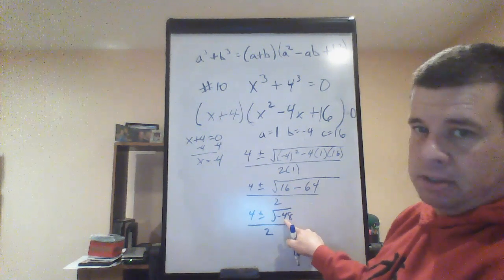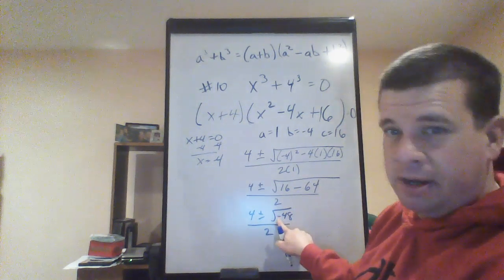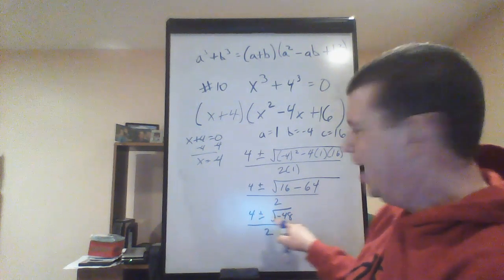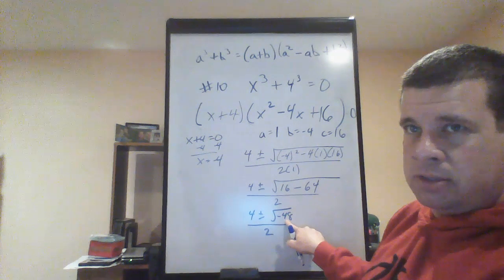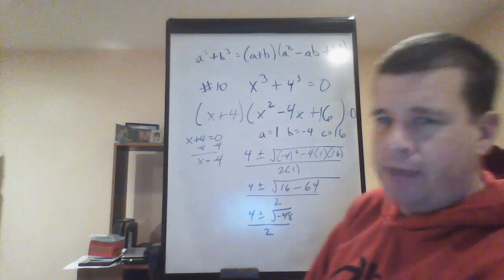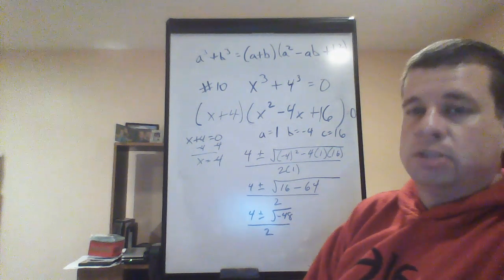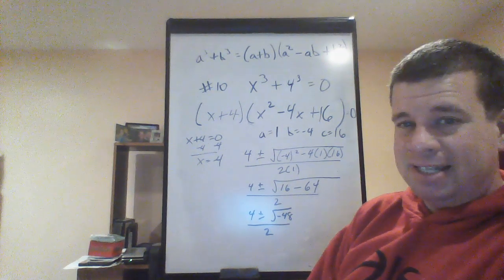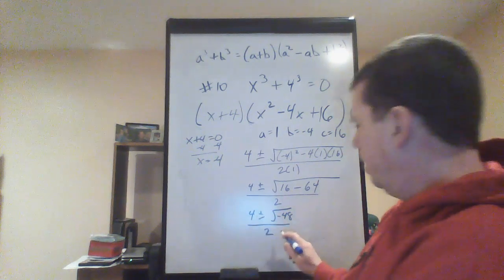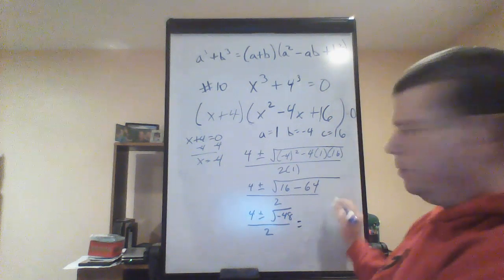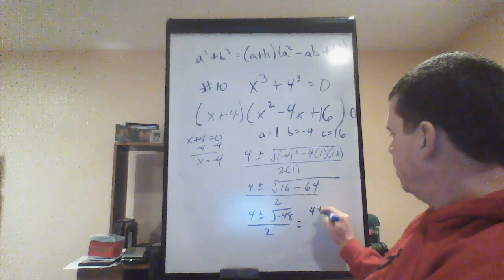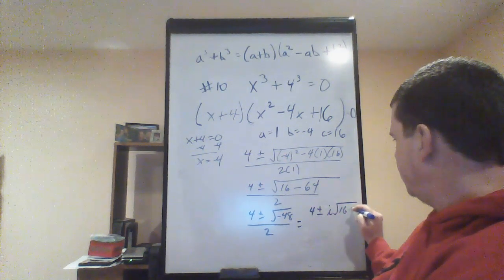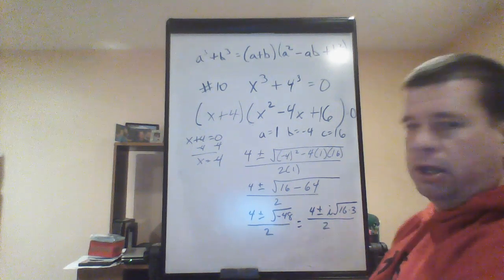Now I want to see if I can simplify this. First thing I notice is I'm taking the square root of a negative, so I know I'm going to involve the square root of -1, or i. The other thing I want to look for is what's the largest perfect square factor of 48. 48 is actually 16 times 3. So I've got 4 plus or minus i times the square root of 16 times 3, entirely over 2.